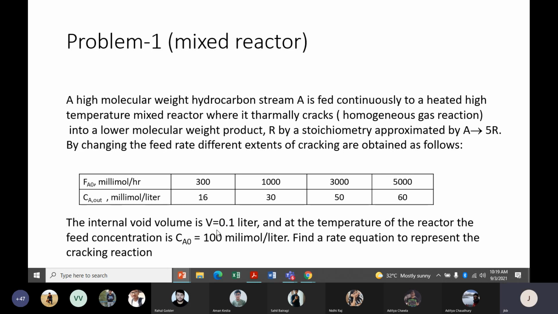Internal void fraction, this is extra data, 0.1 liter. Sometimes it is required, volume of the reactor, you can use it. Feed concentration CA0. Find a rate equation. So this data is taken in a mixed reactor in order to find out kinetics. That is, find a rate equation to represent the cracking reaction. So take it as an example of kinetic study in a mixed reactor.